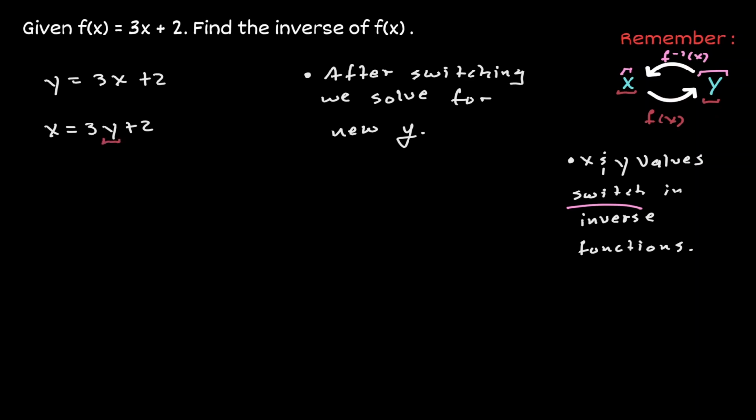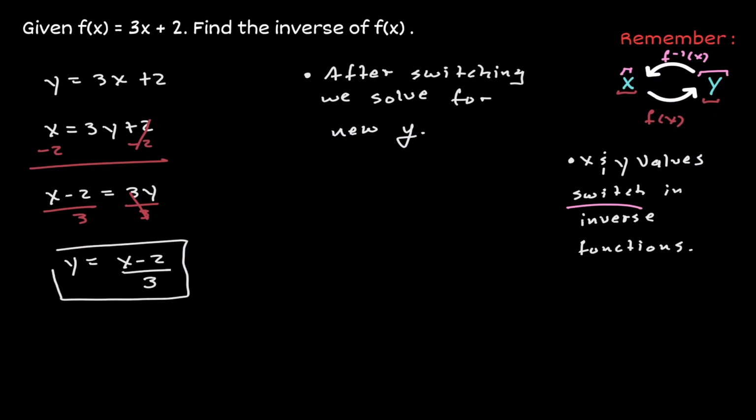So if we're solving for y, we want to isolate this variable. The first thing we might want to do, let's start by subtracting 2 on both sides. And now to solve for y, we need to divide by 3. So now that we have defined the inverse of f of x, we have to use the correct notation for this. If the function that we started with was named f of x, then the inverse is going to be named f negative 1 of x. And now we place the function that we found.